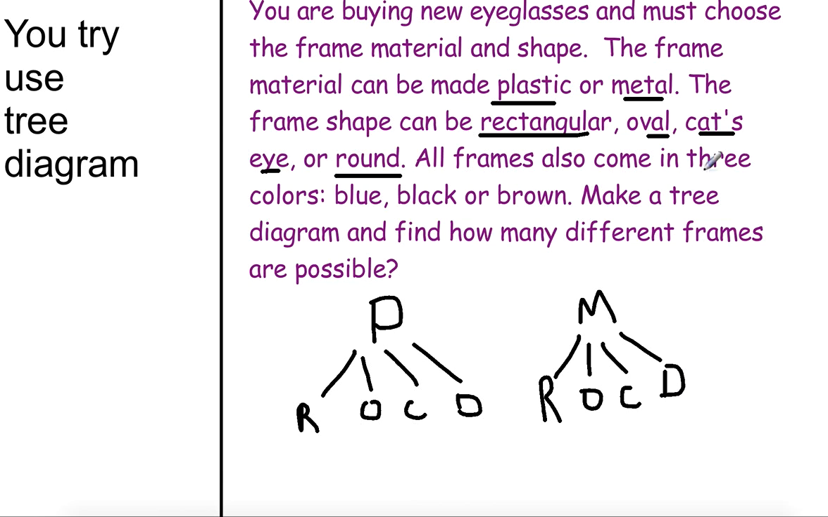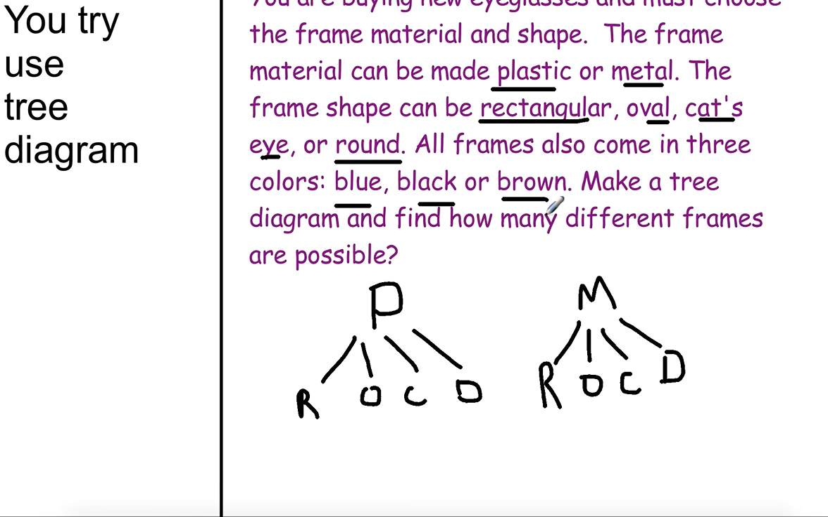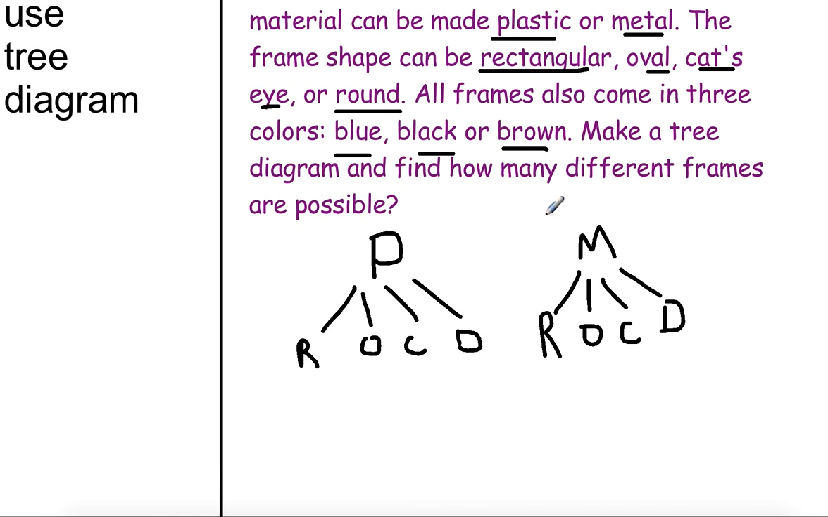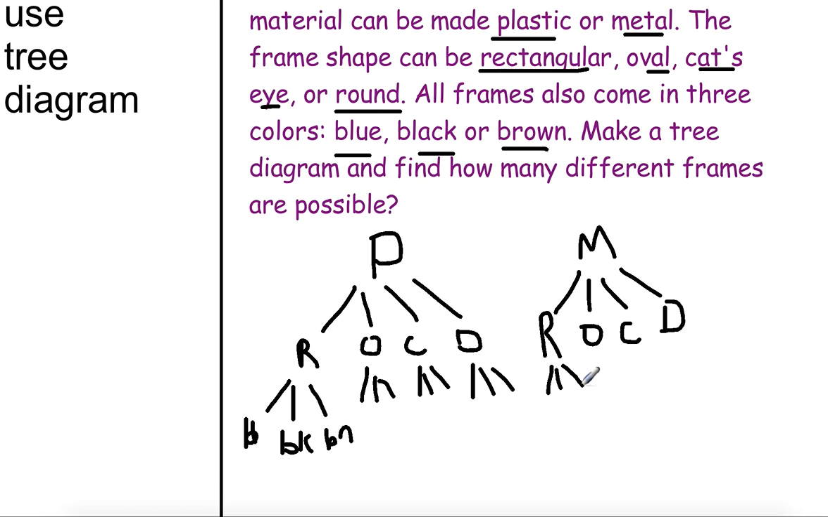And then you read, it comes in 3 colors, blue, black, or brown. Stop the video now and I want you to finish this. So I would have 3 outcomes coming off of each one. Blue, black, or brown. So then I would have 3 coming off of this one, and 3 coming off of this one. And yes, you would have to list them all out. Blue, black, brown, blue, black, brown, blue, black, brown, and 3 coming off of each of these.